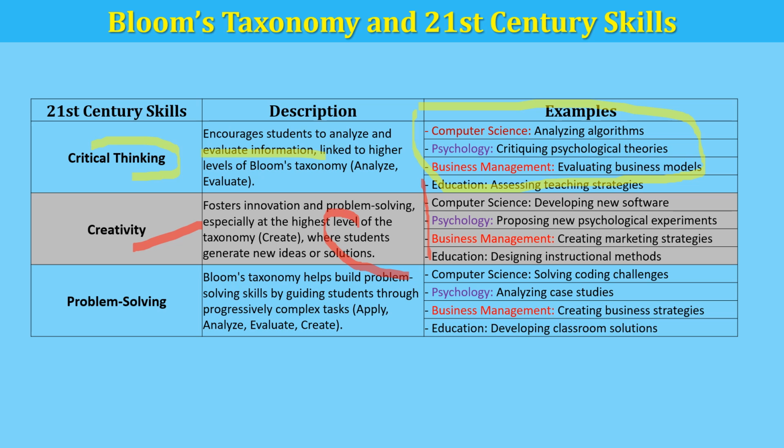And the third one is problem solving. Bloom's taxonomy aids in developing problem solving skills by moving students through progressively complex tasks, from applying knowledge to analyzing problems and crafting innovative solutions. So for this one, again there are four departments: computer science, psychology, business management, and education.